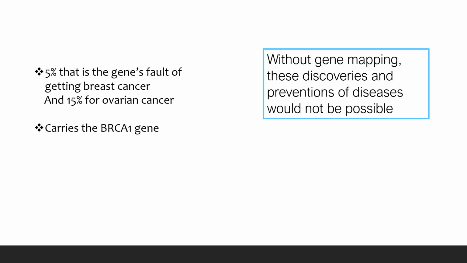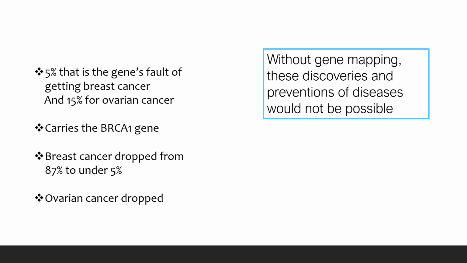Jolie carries the BRCA1 gene, which is a gene fault in her family line that makes them likely for these cancers. With this gene, she had a 50% chance of getting ovarian cancer and an 87% risk of getting breast cancer. Jolie then underwent the procedures of a double mastectomy and removing her ovaries and fallopian tubes to greatly reduce the risk of getting ovarian and breast cancer. The risk of her getting breast cancer dropped from 87% to under 5% after the surgery, which is a huge success. Without scientists learning how to gene map, Angelina Jolie and many others in similar cases to her would not be able to fix the odds that are stacked against them.